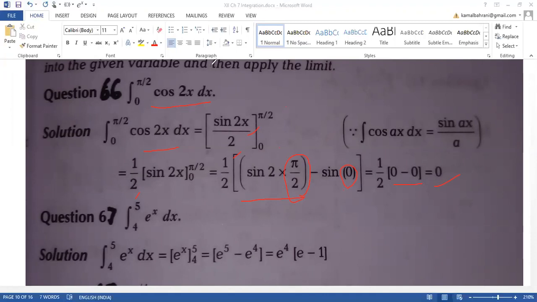Clear? Next, e to the power of x. Very easy question. Integration of e to the power of x is what? e to the power of x. And then from 4 to 5. So you will get e to the power of 5 minus e to the power of 4. This can be written as e to the power of 4 common, e minus 1. Clear? Or you can write it this way also, then also it will be correct. Now just see, we are not applying plus c anywhere. Clear? Come to the next question.